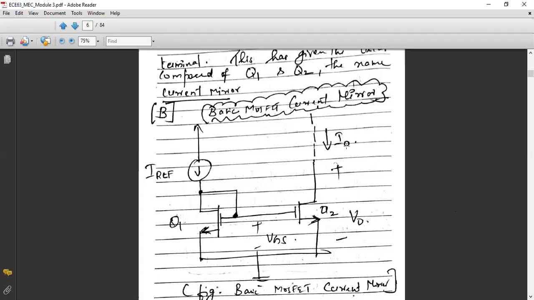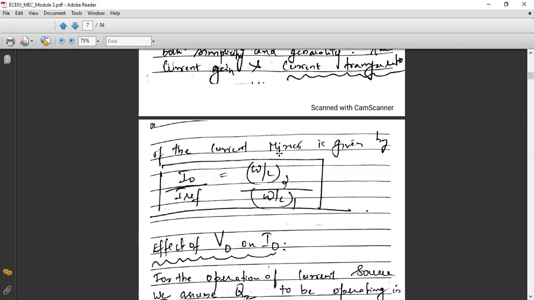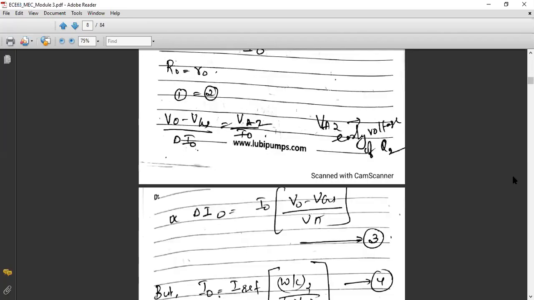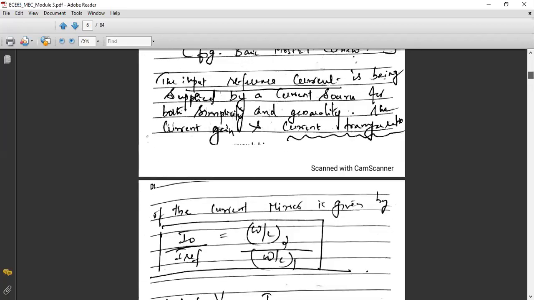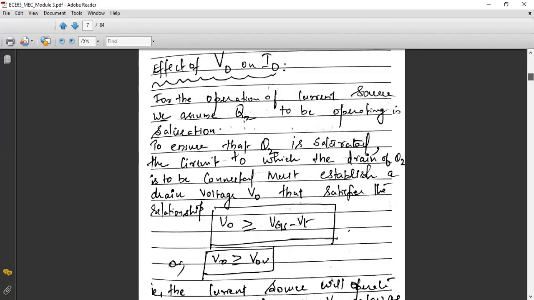As of now, I said I0 will depend only on IREF and the W by L ratio of the two transistors. That is the theoretical case. But practically, this output current depends on the reference current, the aspect ratios of the two transistors, and apart from that, one more parameter, V0. So the aspect ratios and the reference current value will determine I0, and the output voltage V0 is also going to determine the output current I0. So that is the effect of V0 on I0.